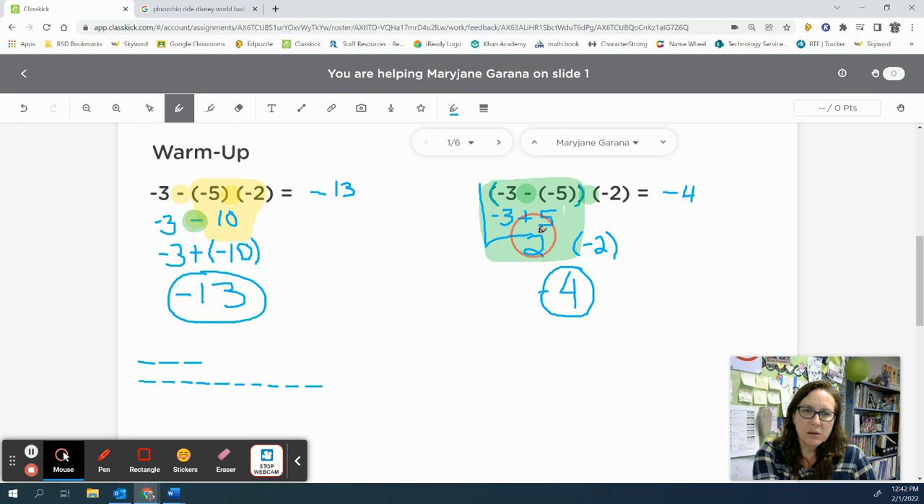And really quick, I wanted to model this one here. If I do this as a model, I've got negative 3, and I need to take away 5 negatives. Do I have 5 negatives to take away? I don't. So I have to create zero pairs to make it so that I have 5 negatives that I can take away. So bye-bye negatives, get out of here. And what do I have left? I have positive 2, 2 positives left. So that's why that works.